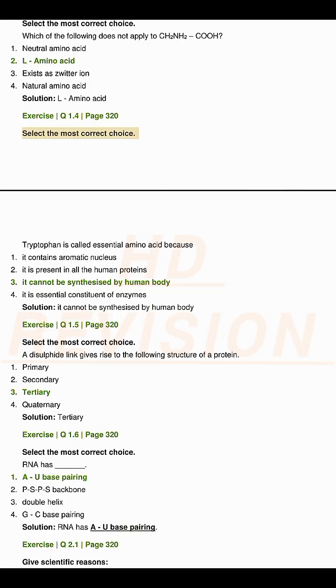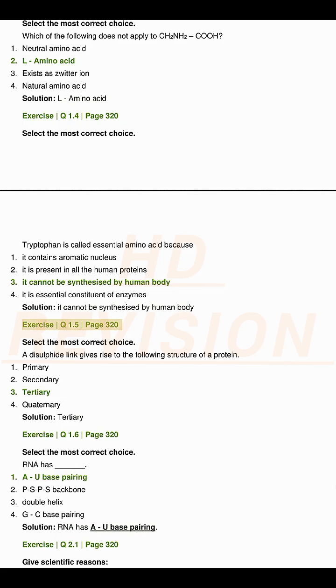Exercise Q1.4, page 320. Select the most correct choice. Tryptophan is called essential amino acid because: 1. It contains aromatic nucleus. 2. It is present in all the human proteins. 3. It cannot be synthesized by human body. 4. It is essential constituent of enzymes. Solution: It cannot be synthesized by human body.